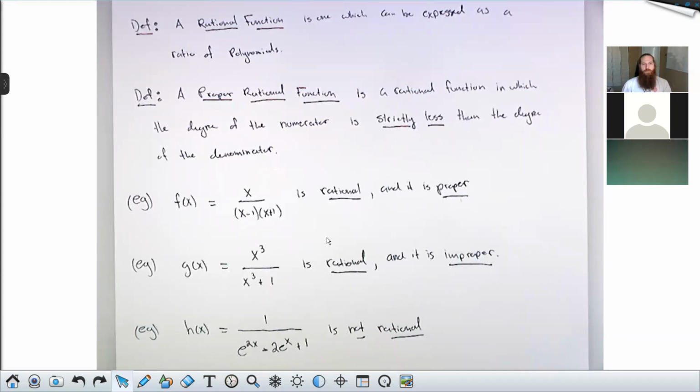So a rational function is a function that is a fraction of polynomials. And we call it proper if the degree of the bottom is strictly bigger than the degree of the top. If the degree of the top is strictly less than the degree of the bottom.